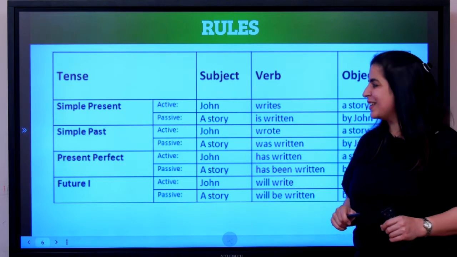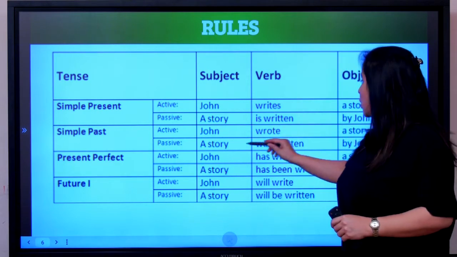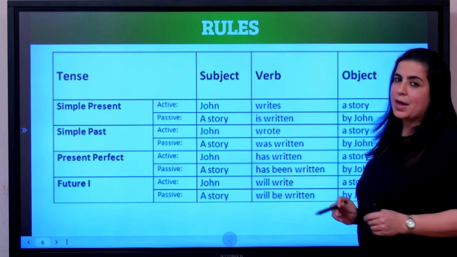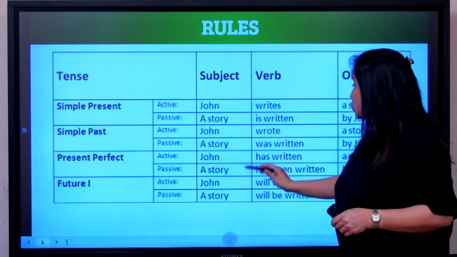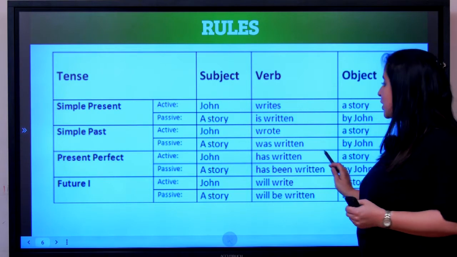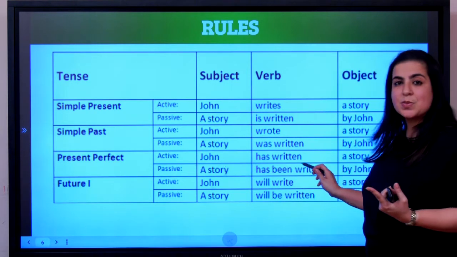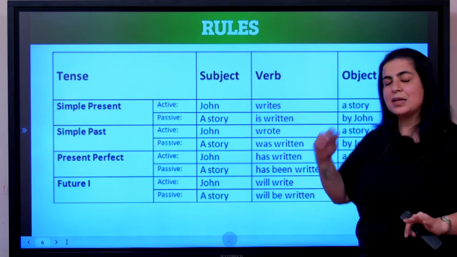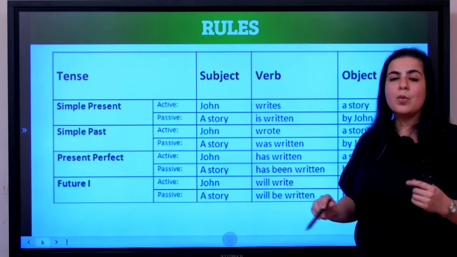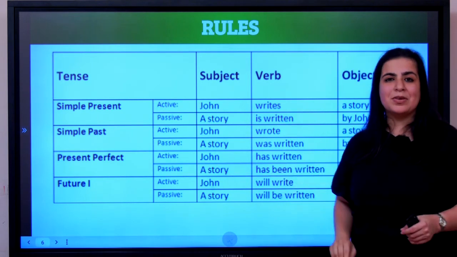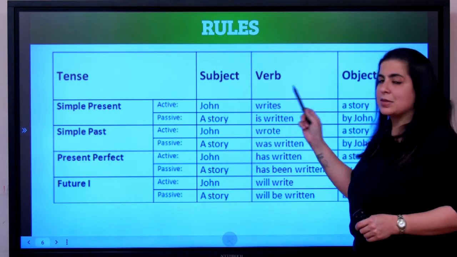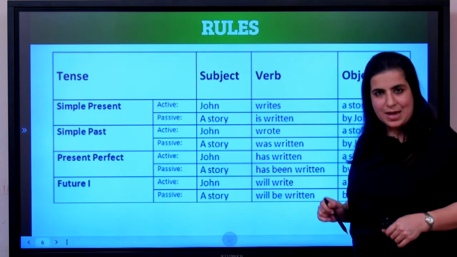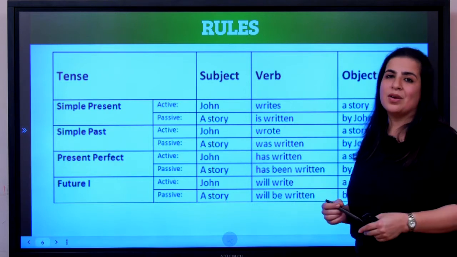In simple past, John wrote a story, exactly the same manner. A story was written by John. Present perfect. John has written a story. In passive, how will you say? A story has been written by John. In future tense, John will write. It's not happened yet. It's going to happen in future. Will write a story. How will you write in passive form? A story will be written by John. See here, simple present is writes, simple past is wrote, present perfect has written, future will write. Okay?